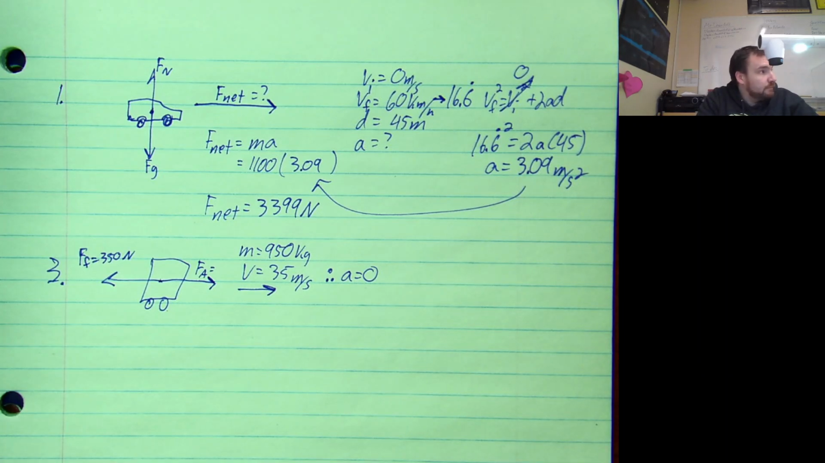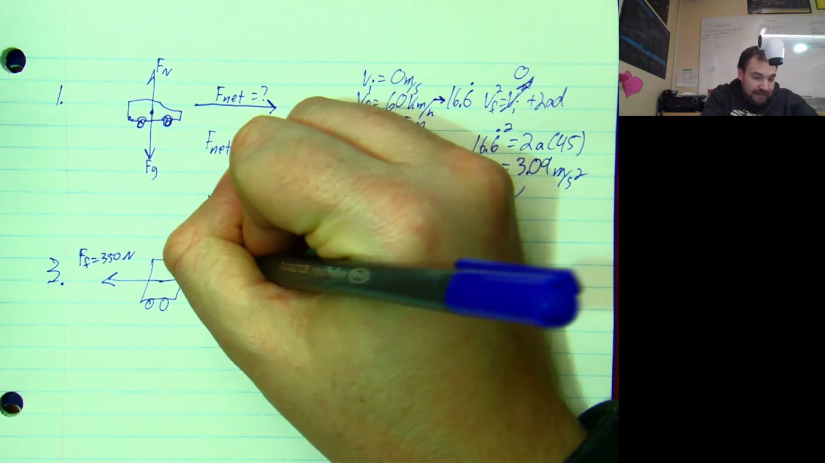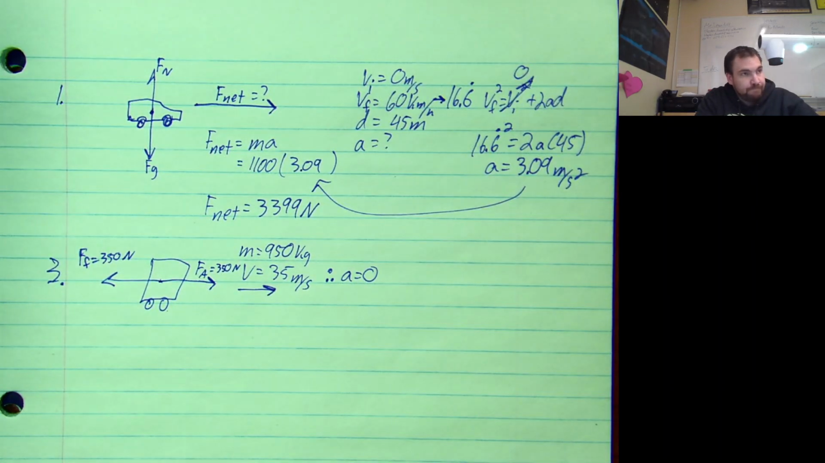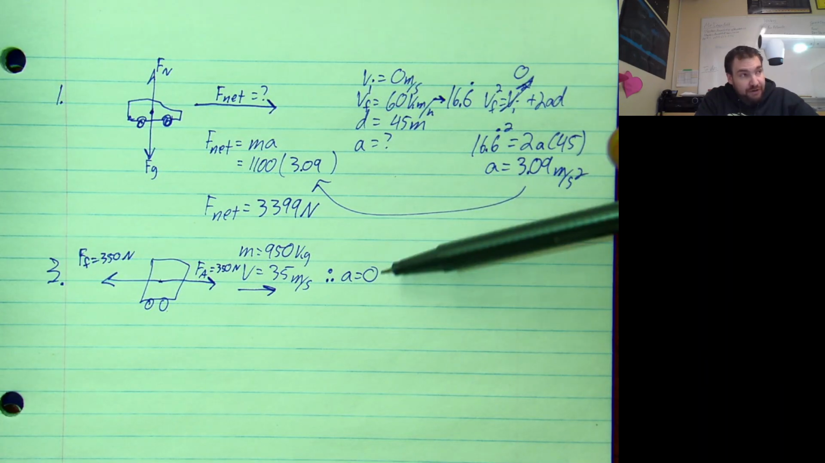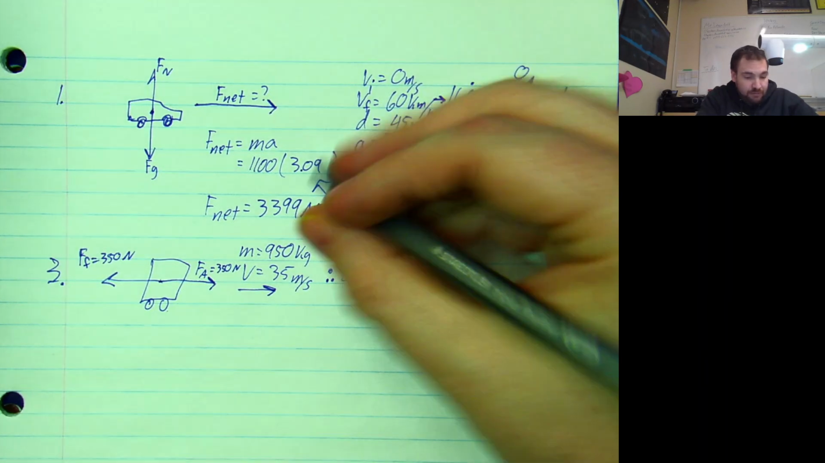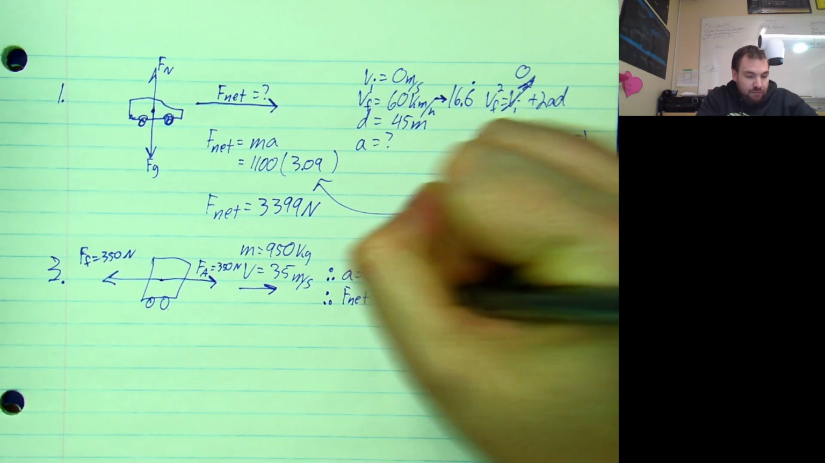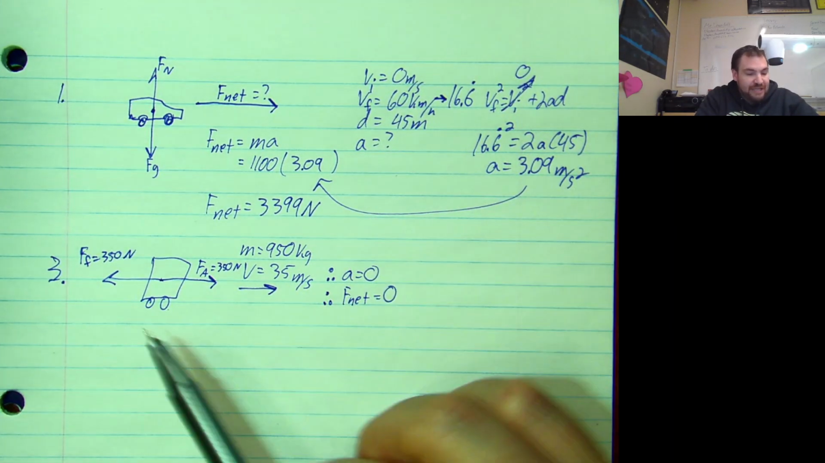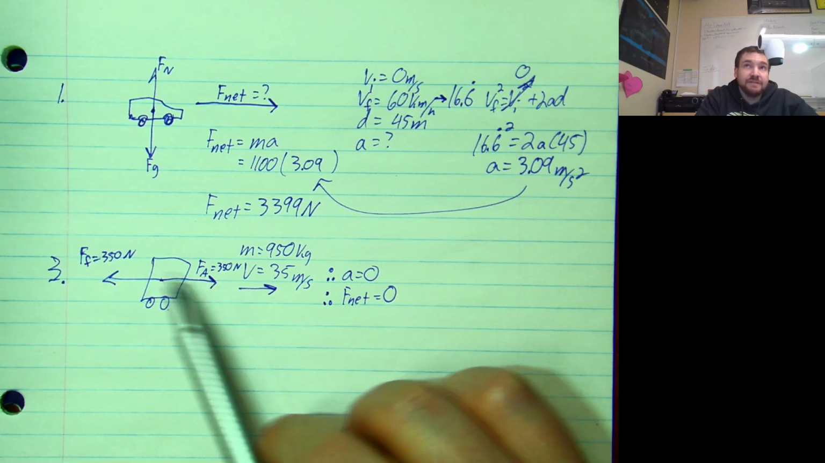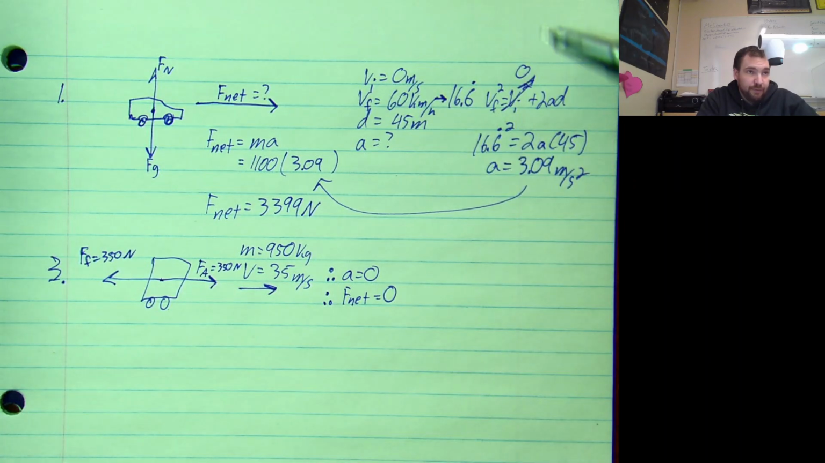Therefore. That's mathematical shorthand for therefore. 350 newtons. How do you know? Well, it has to. There's no net force. There's no acceleration, so there's no net force. Therefore, F net equals 0. So then these two forces must be in balance. And we're done.